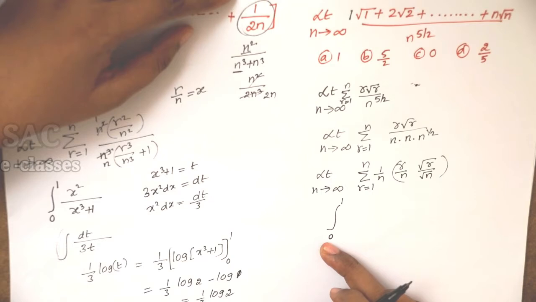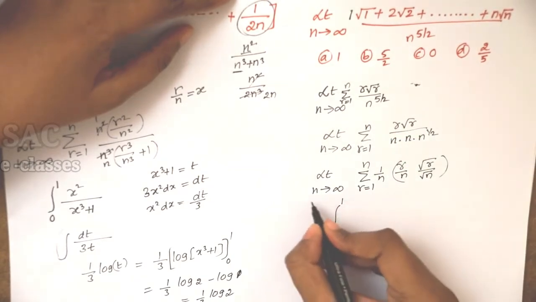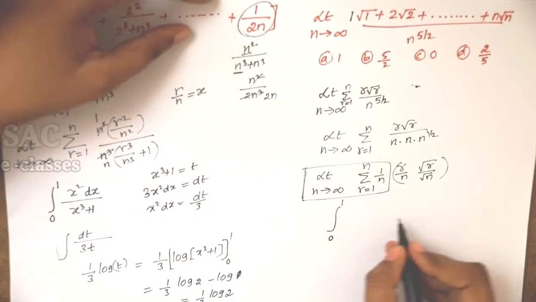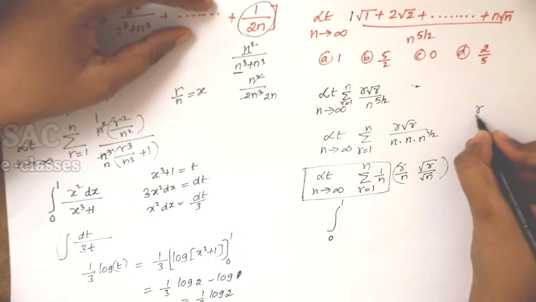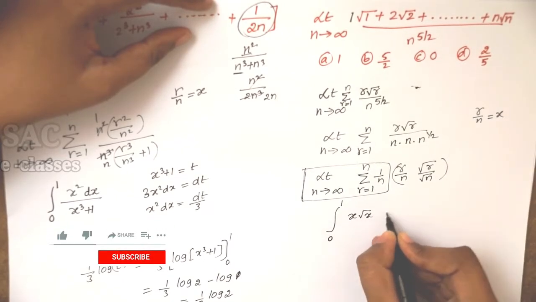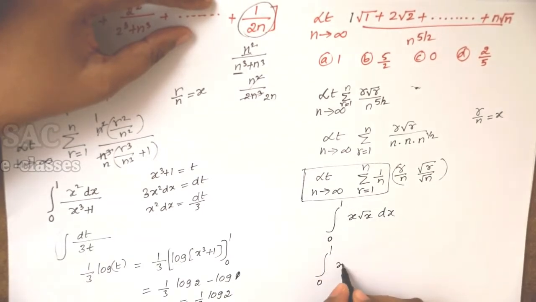Obviously the lower limit is 0, and the upper limit n by n means 1. So this entire factor will be cancelled and converted into r by n. Anyhow, we have taken it as x, so the integral is x root x dx, from 0 to 1. x root x can be written as x power 3 by 2 dx.